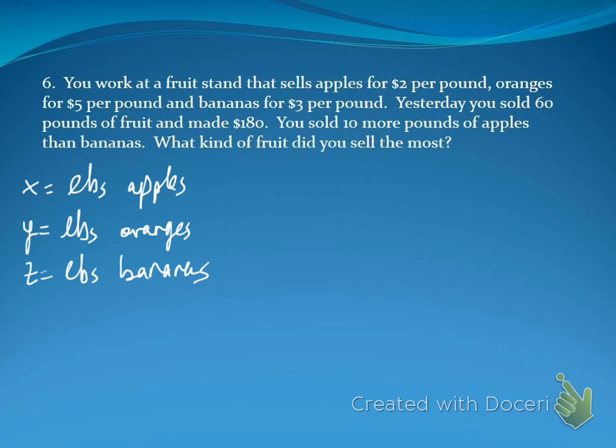The next sentence says you sold 60 pounds of fruit total. So if I take my pounds of apples, which is X, add to it the pounds of oranges and bananas, that should equal my total number of pounds, which is 60.